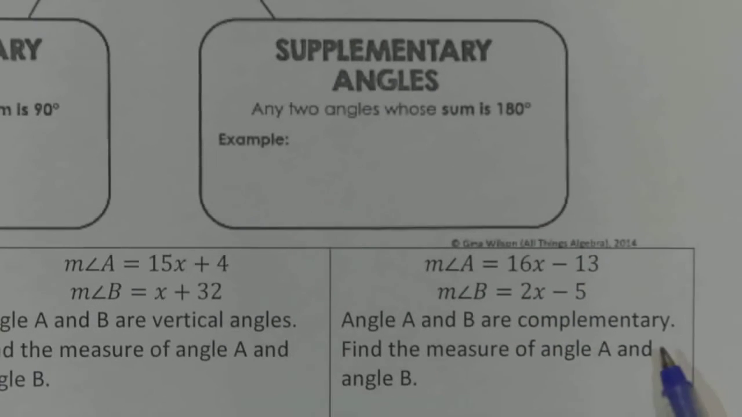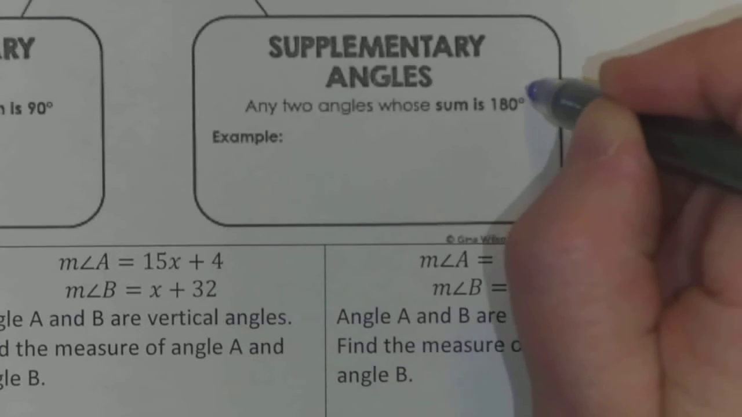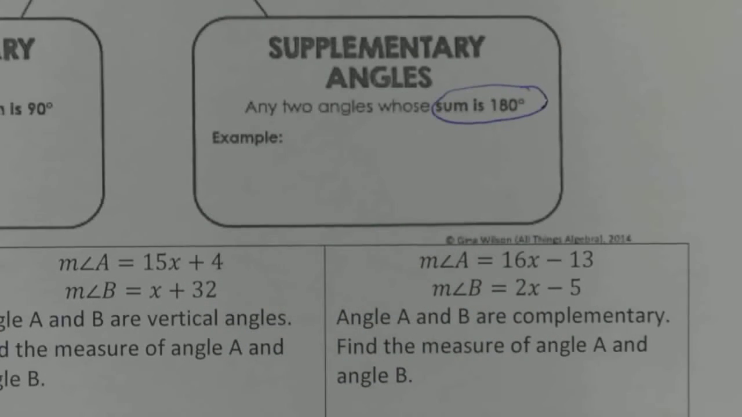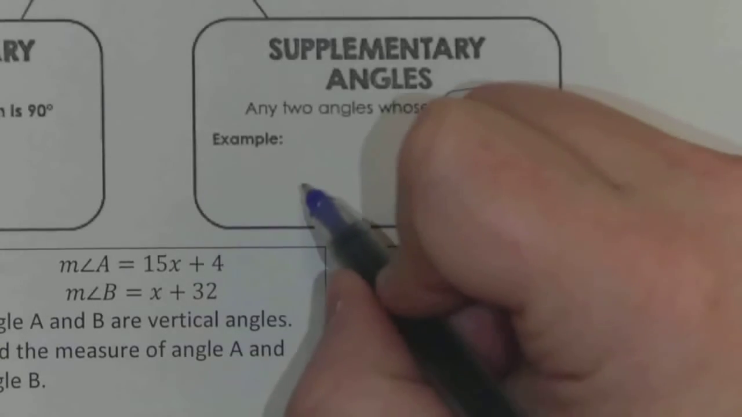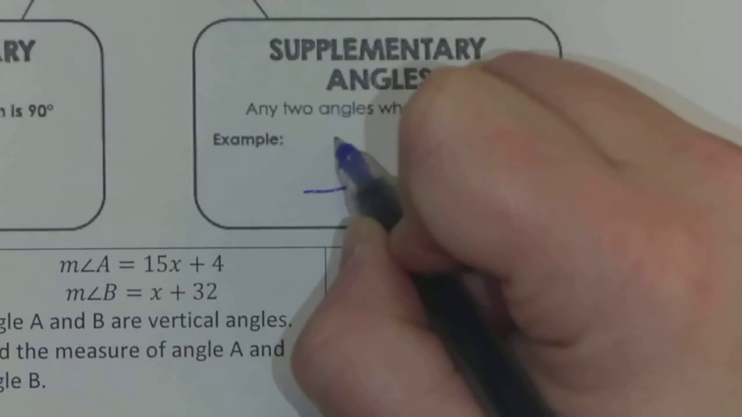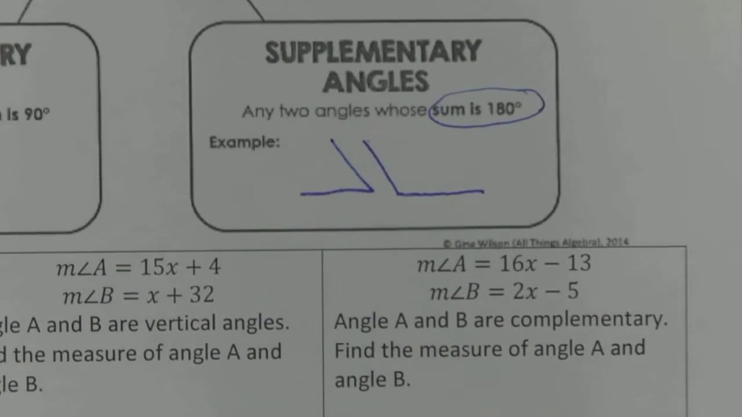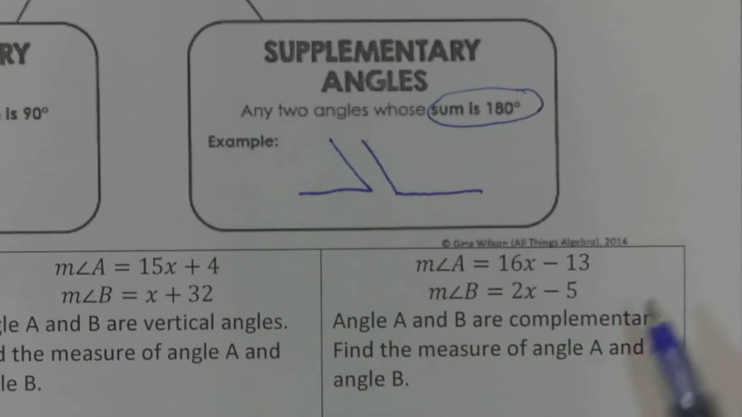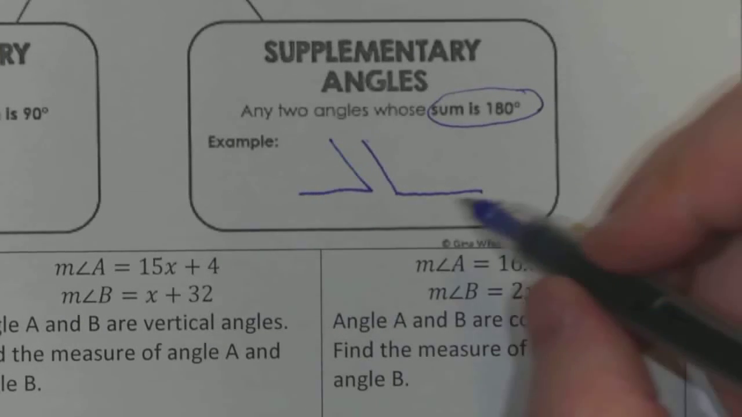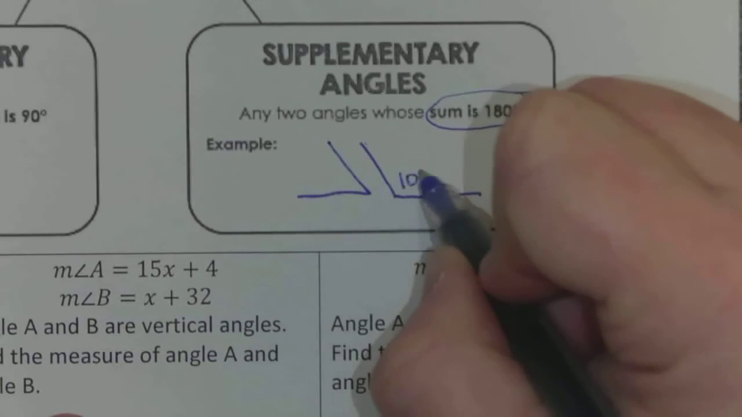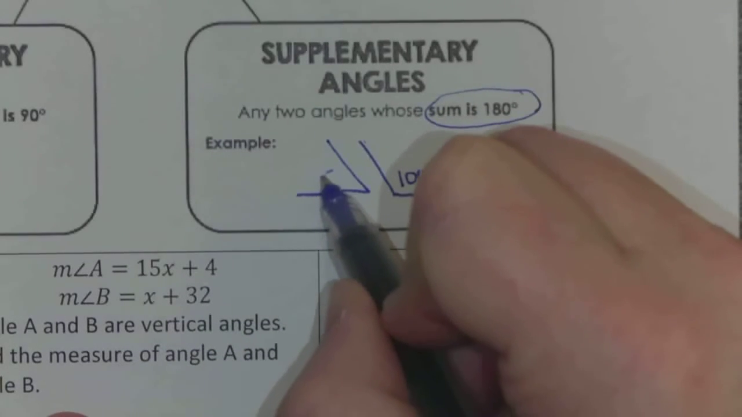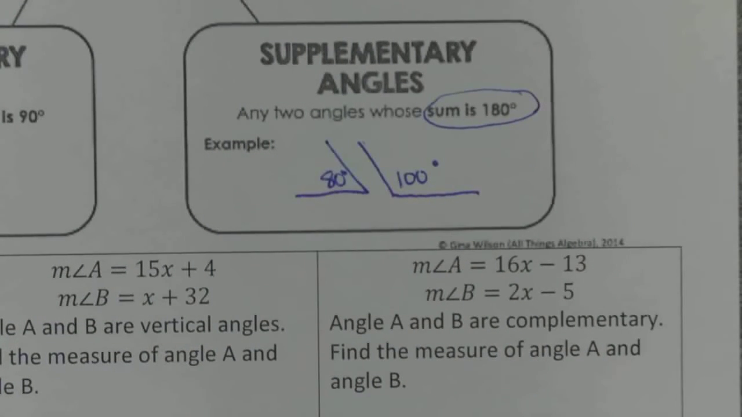All right, what did we say supplementary was on the bell work? It is any two angles whose sum is 180 degrees. So for an example of that, maybe you have an angle here like this, and then you have an angle over here like this. If you were to slide them together, you would get a linear pair, but because they're not slid together and have that adjoining side right there, they're just supplementary. They would add up to 180. So if this side over here was 100 degrees, then this side over here would have to be 80, because supplementary angles add up to 180 degrees.